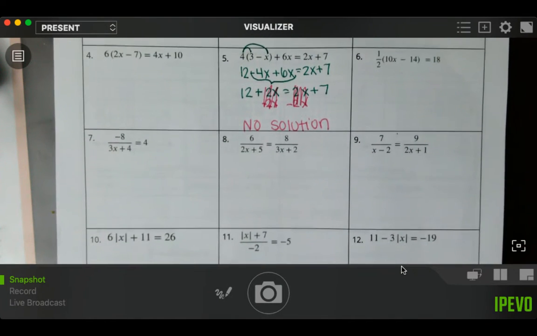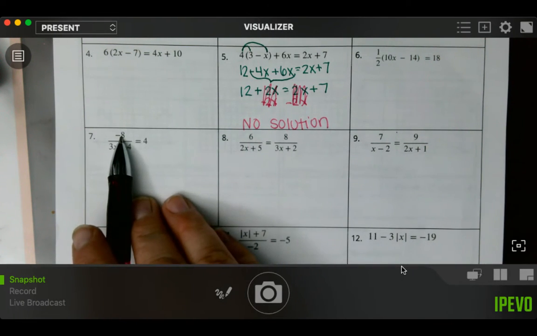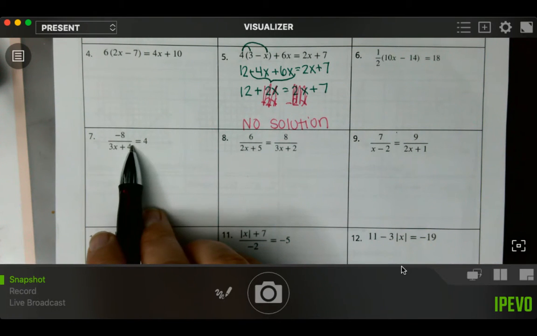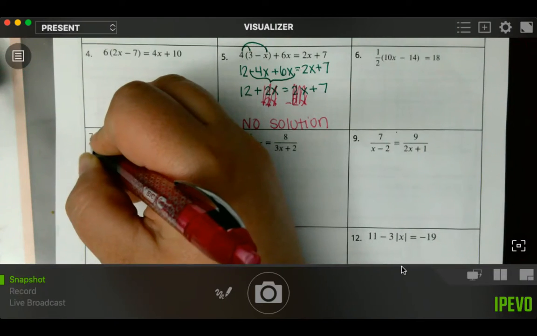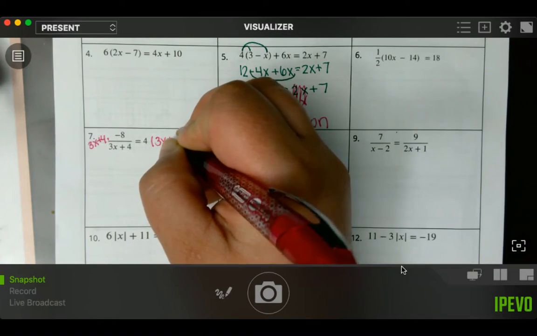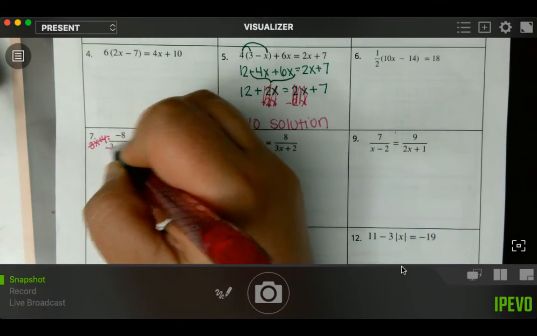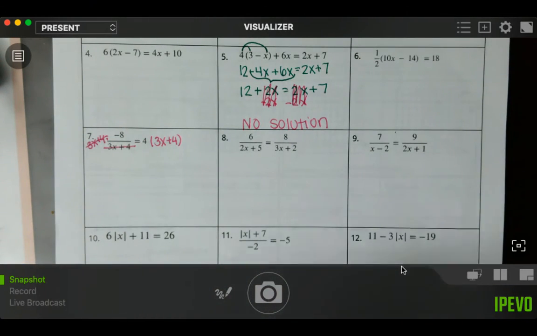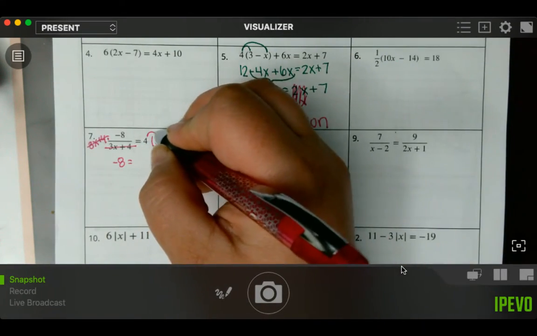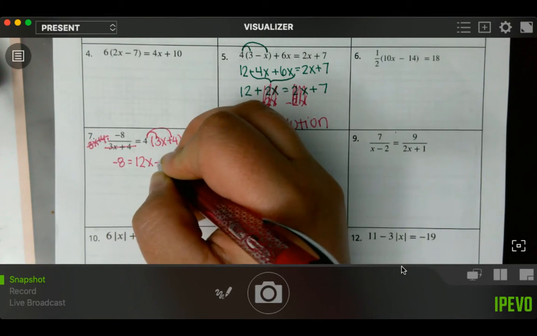Now let's talk fractions for a second. I'm not going to solve both of these, but I am going to help you get them started. This is negative 8 divided by 3x plus 4. Whenever you're dividing by something, to get rid of it, you multiply. And what happens is we're actually going to multiply it over here, but over here, the 3x plus 4 just cancels out the 1 on the bottom. So now I have negative 8 equals, and I'm going to go ahead and distribute. 4 times 3x is 12x, and 4 times 4 is 16.